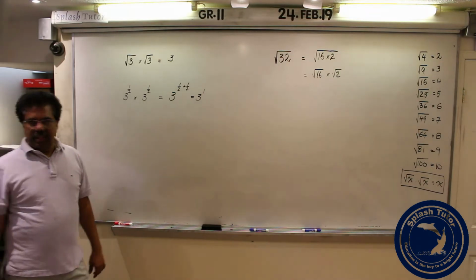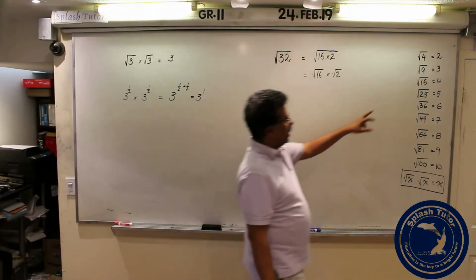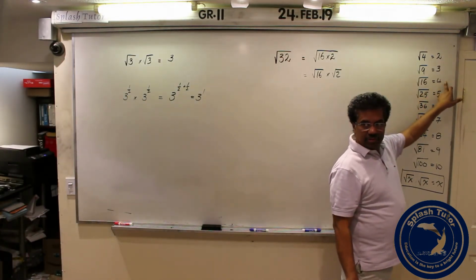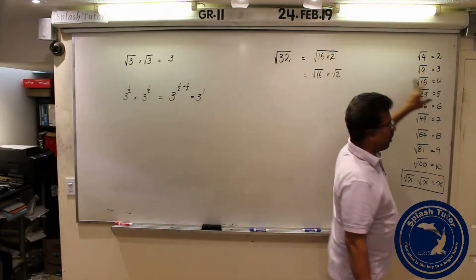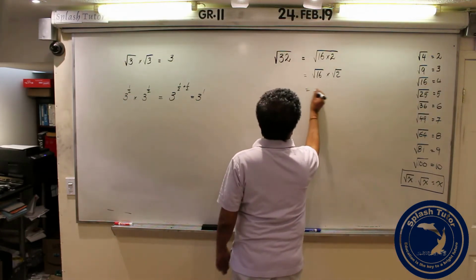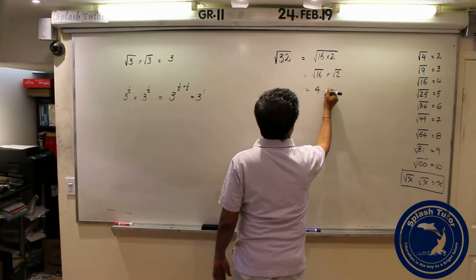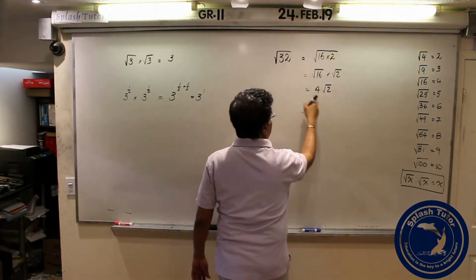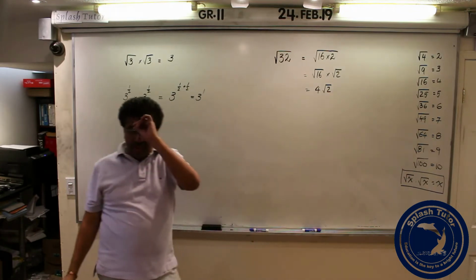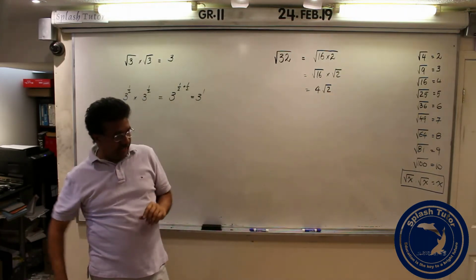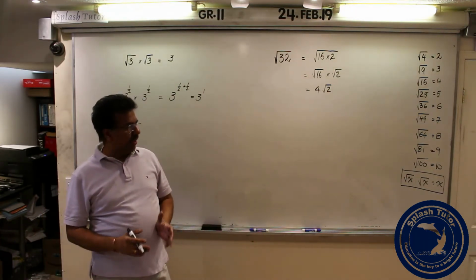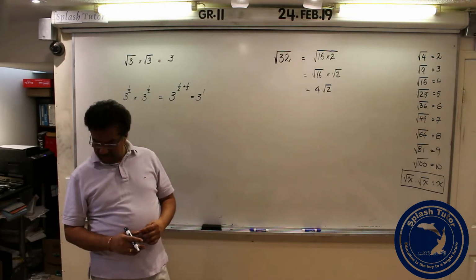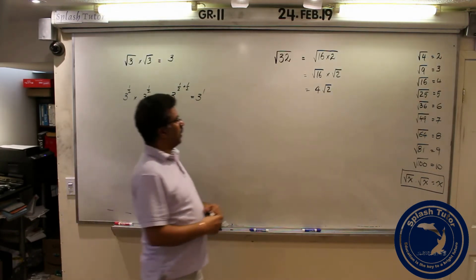Right? Now what is root 16? That is 4. So there. You write here 4. Then times root 2 we write like this. Now this equals this. That is your task on this section. You have to simplify by this. Okay? Let's try one more.